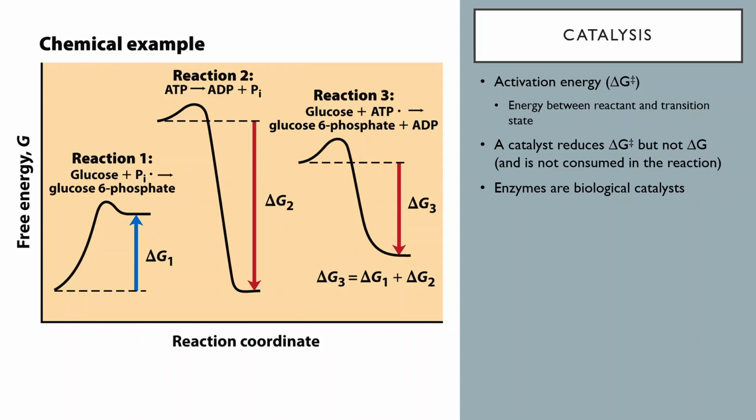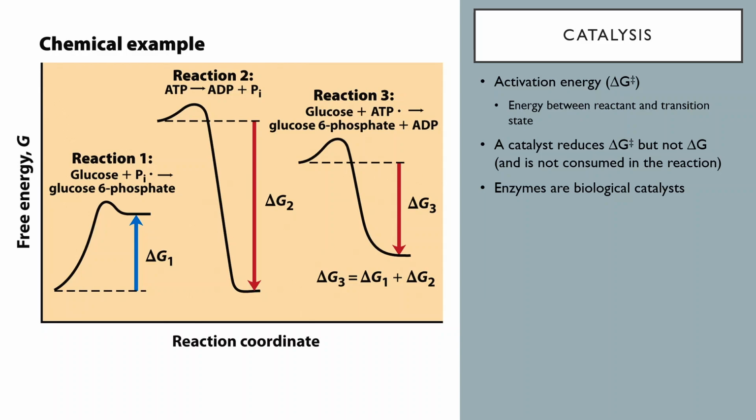So a catalyst is any substance or process that reduces the activation energy and therefore increases the speed of the reaction, but doesn't change the net change in free energy, doesn't change delta G, just that activation energy. And importantly, it is not consumed itself. A catalyst is not something that itself would be a reactant or part of a reaction, so it's not consumed. And so that's the general definition of a catalyst.